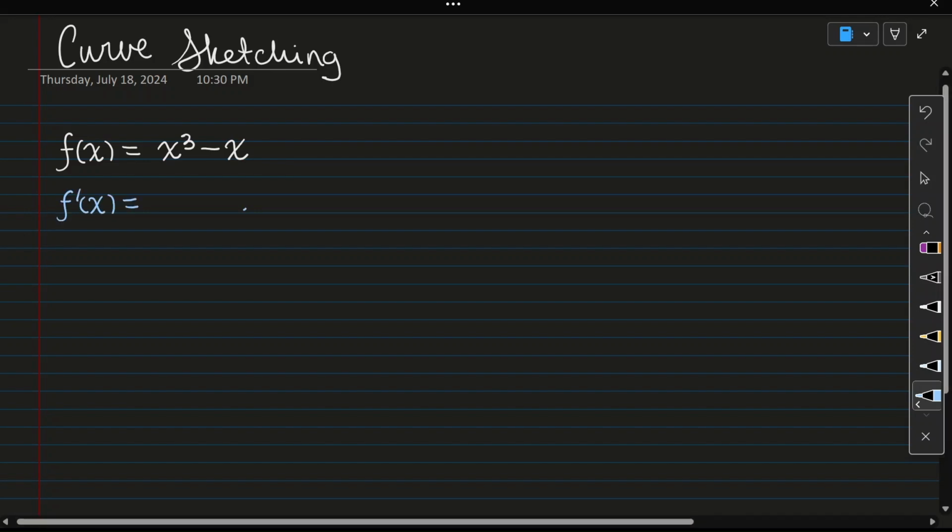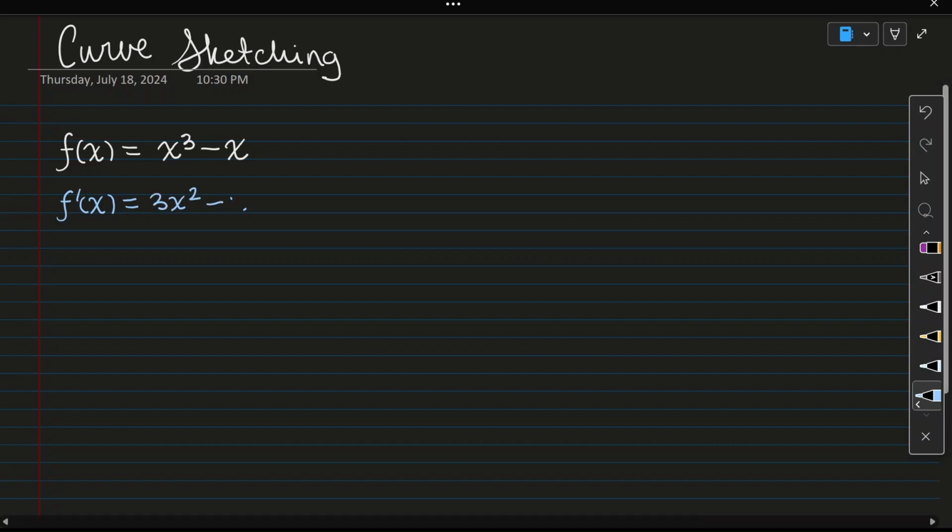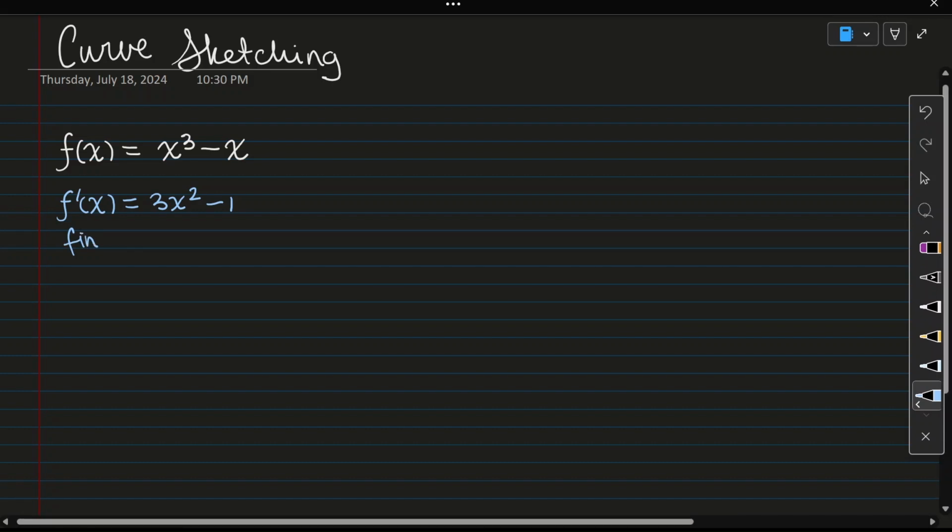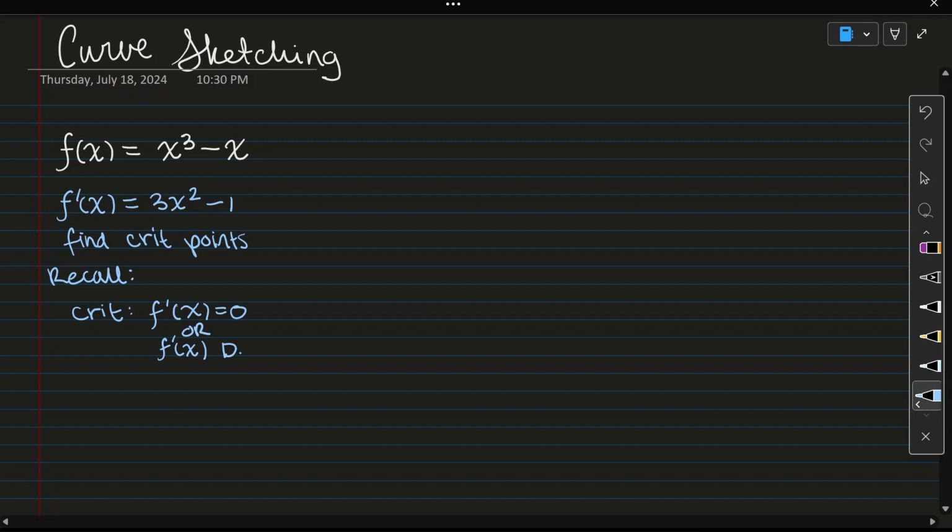So I'll set f prime of x. By the power rule, it's going to be 3x squared minus 1. Okay, cool. So the next thing I want to do is find my critical points. Remember that my critical points are the points where f prime of x equals 0 or f prime of x does not exist.